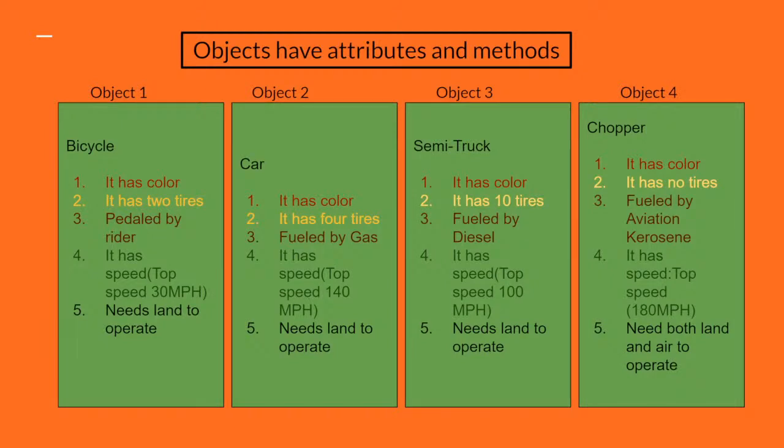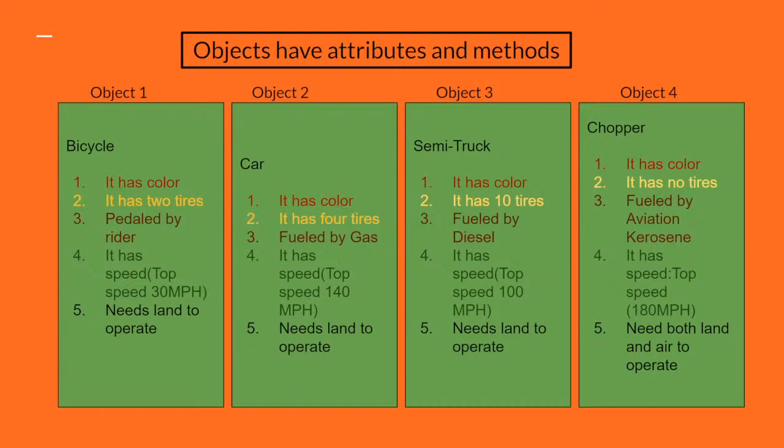Now, Raj, you said everything in Python is an object. Tell us a bit more about objects. In this slide, I have 4 objects: Object 1, Object 2, Object 3, and Object 4. The heading of this slide says objects have attributes and methods, so 2 things. Object 1 is a bicycle, Object 2 is a car, Object 3 is a semi-truck, and Object 4 is a chopper or a helicopter. Look at the first attribute. Bicycle has a color, and Object 2 also has a color, and the semi-truck also has a color, and the chopper also has a color. So even though they are all 4 different objects, they have something in common, that is the color.